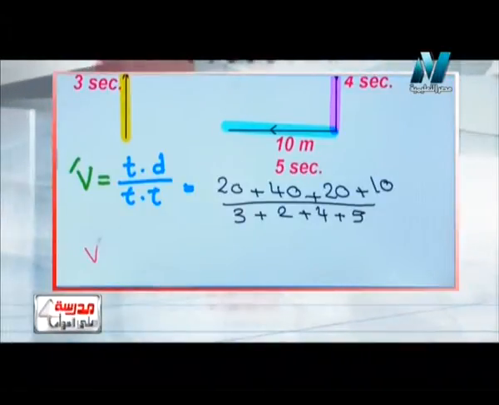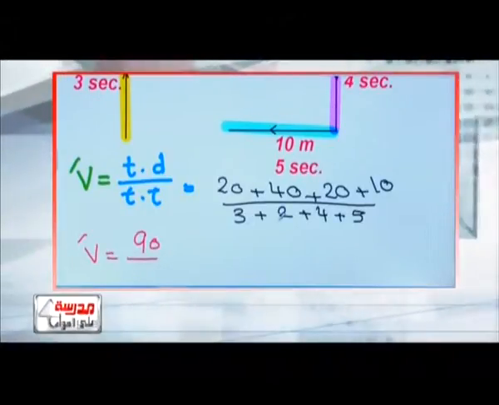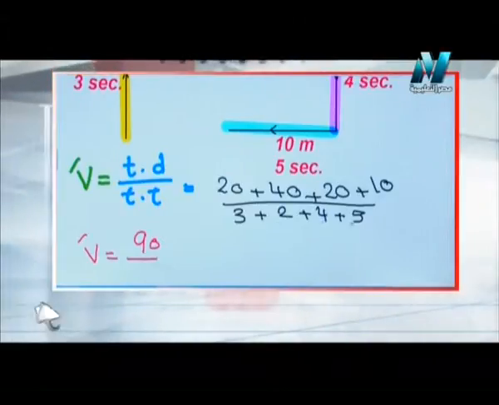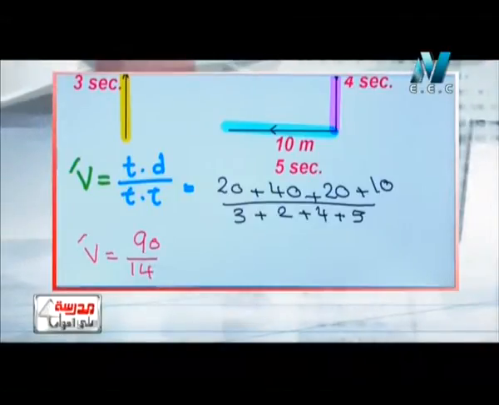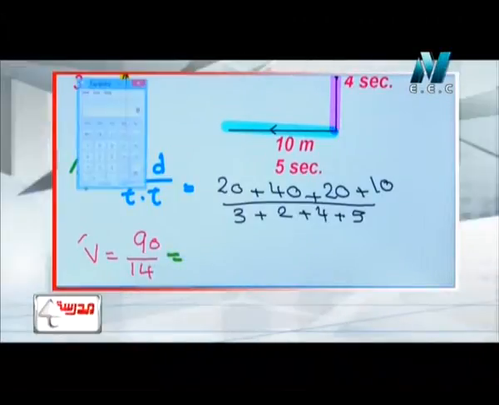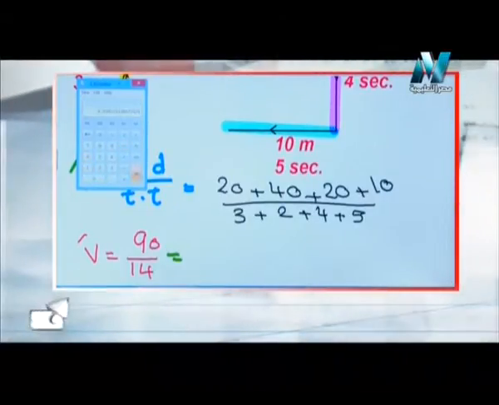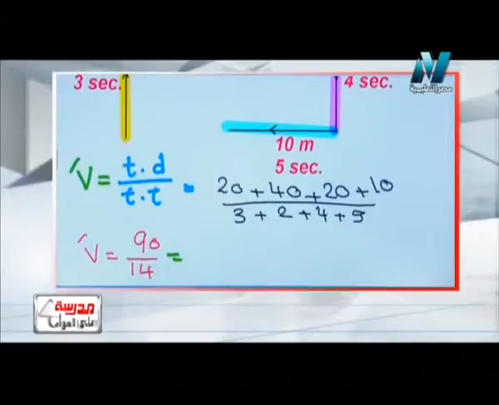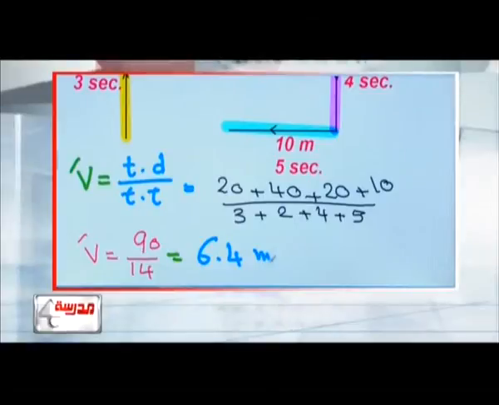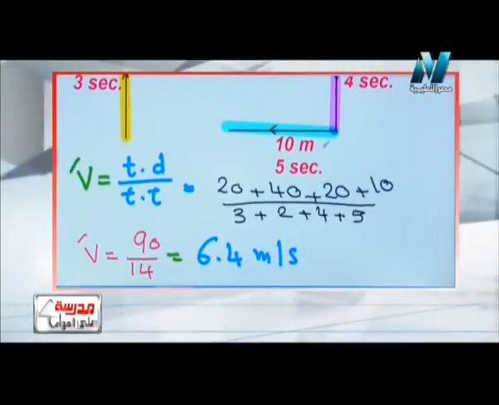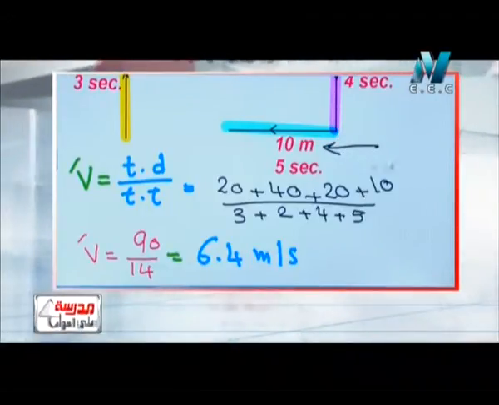So V dash equals 90 meters over 3 plus 2 is 5, plus 4 is 9, plus 5 is 14. So we have, by calculator, 90 over 14, which equals 6.4, and we can write it like that: 6.4 meters per second. Why? Because the measuring unit of distance is meter and the measuring unit of time is second.